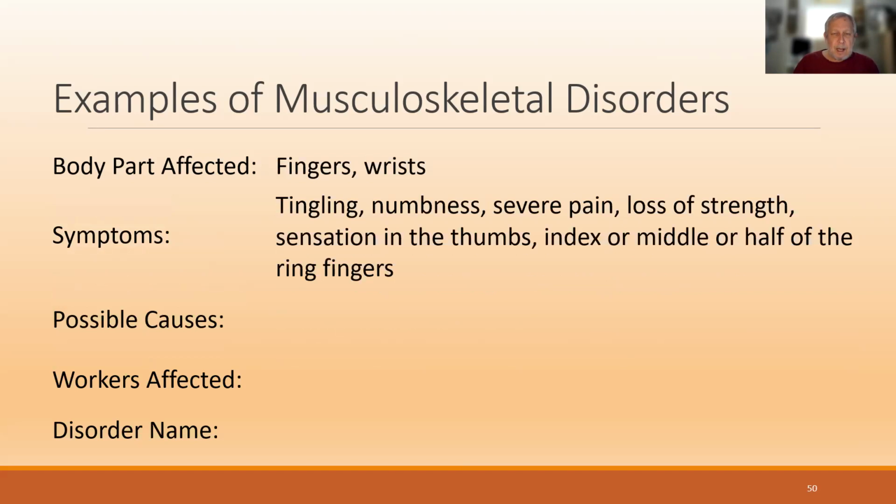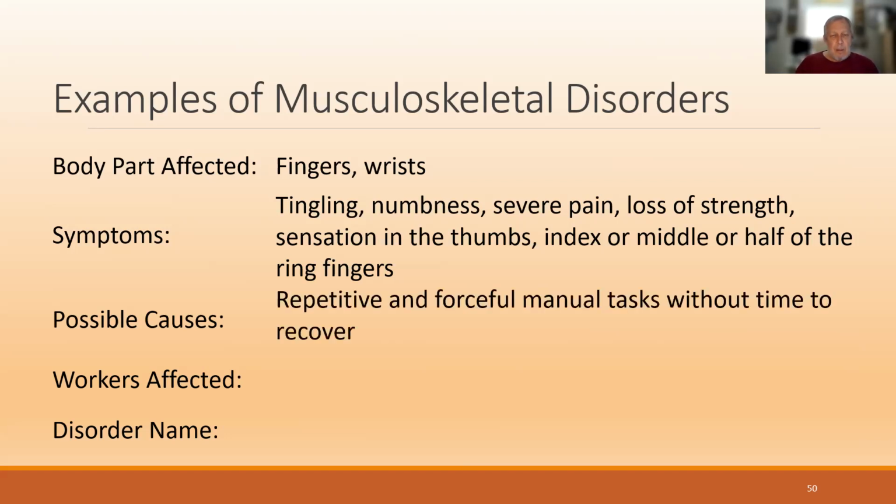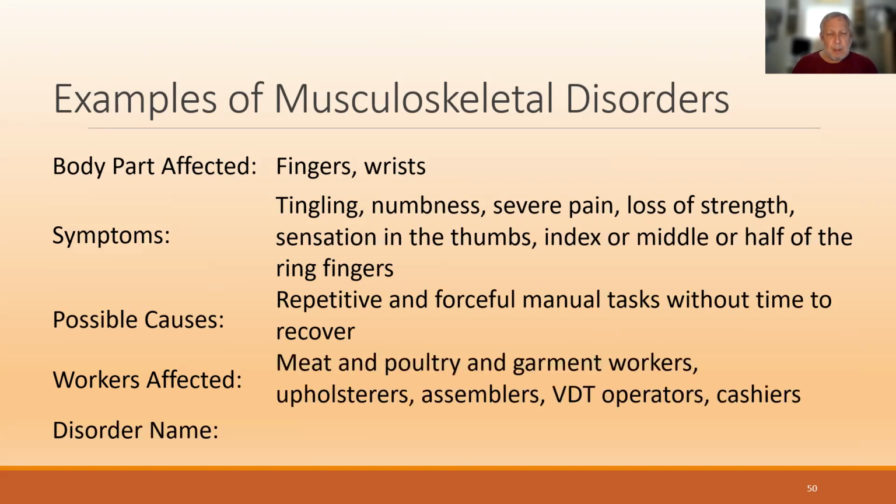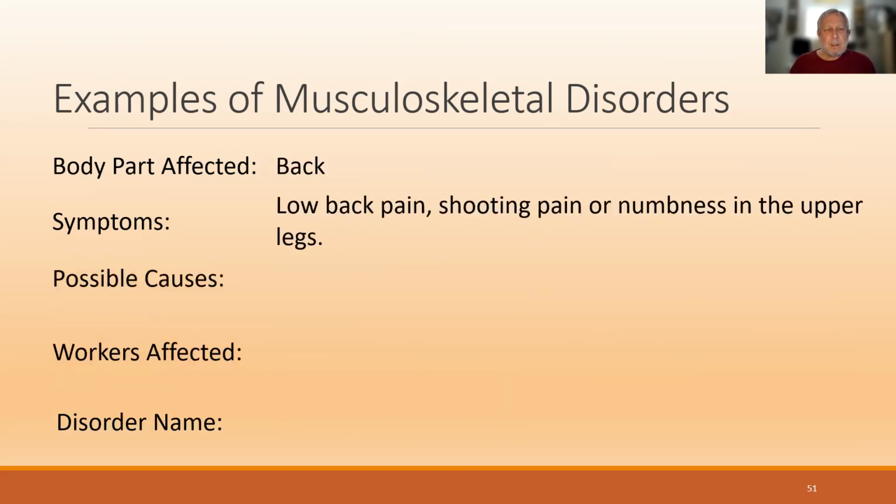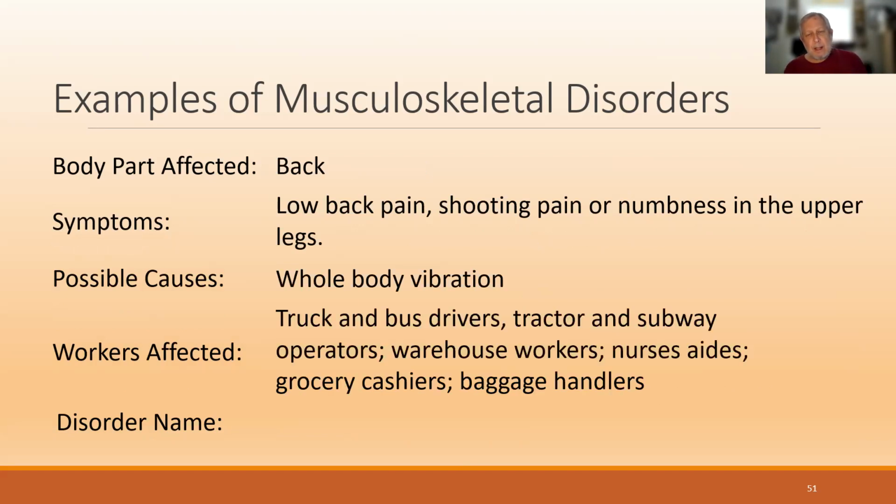Again, fingers and wrists: tingling, numbness, severe pain, loss of strength, sensation in the thumbs, index or middle or half of the ring fingers. Possible causes, repetitive and forceful manual tasks without time to recover. Meat, poultry, and garment workers, upholsterers, assemblers, VDT operators, cashiers: carpal tunnel syndrome. There's a lot of occupations that are subject to carpal tunnel syndrome. Back issues: low back pain, shooting pain, or numbness in the upper legs. Possible cause, whole body vibration, and that's limited to people that are usually in things that vibrate.